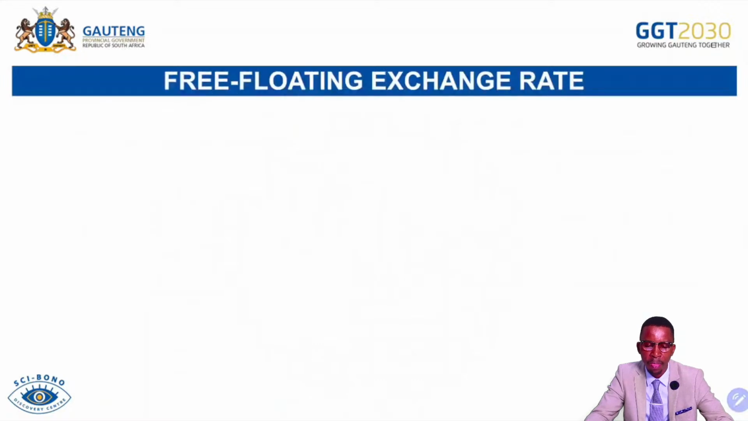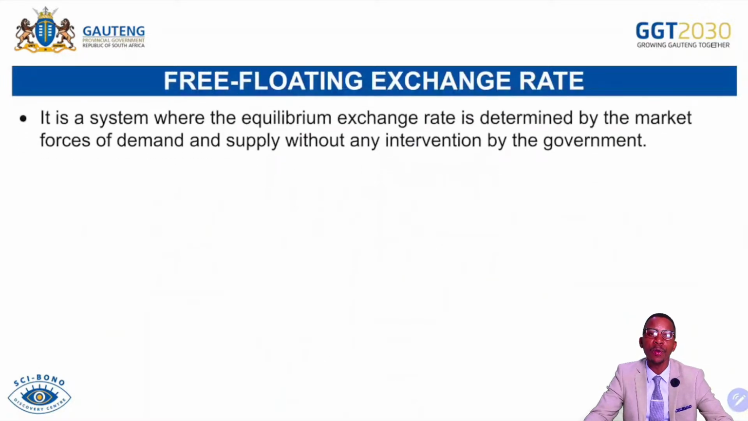Now we talk about the free floating exchange rate. This is the exchange rate system that can appreciate and depreciate without limit. This is the exchange rate system that exists where market forces, demand and supply, can only influence the currency. The value of the currency is not determined by anyone, but by market forces, demand and supply. Even though there can be intervention, that intervention will be indirect, whereby the Reserve Bank will intervene by influencing interest rates so that it can affect the value of the currency.